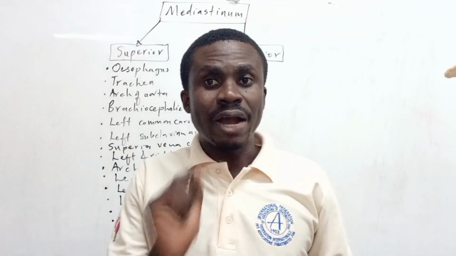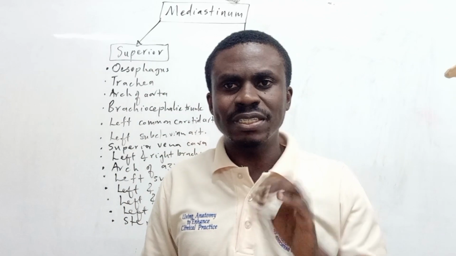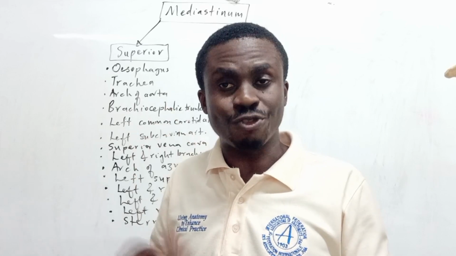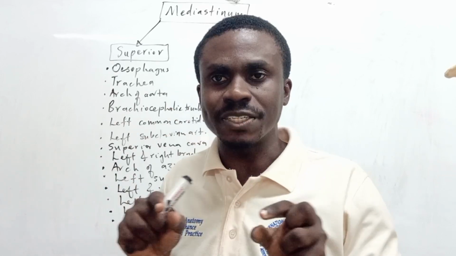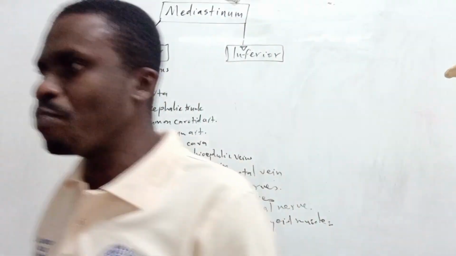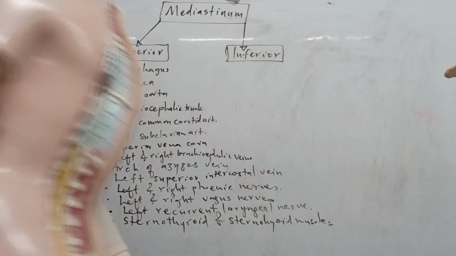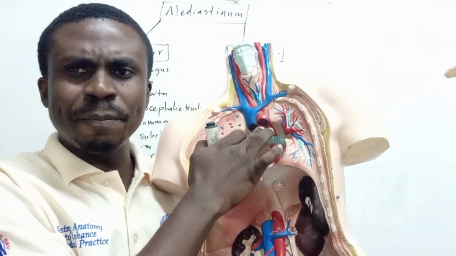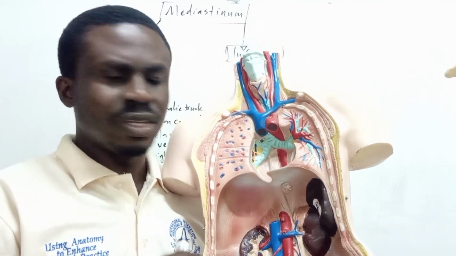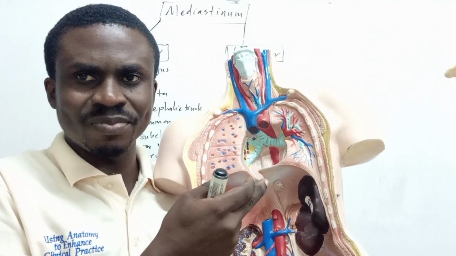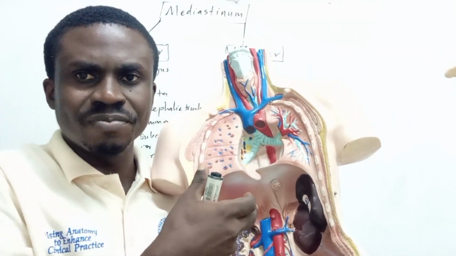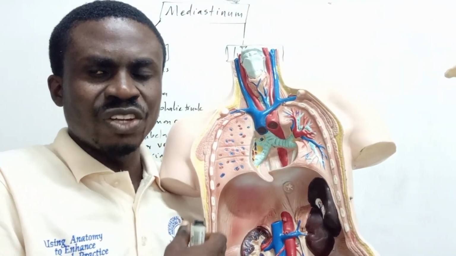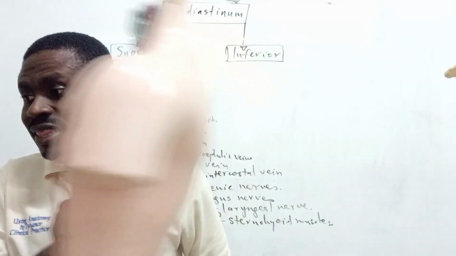Now, are we done? No. We are not done. The point is that at the level where the trachea, which we said is in the superior mediastinum, will be bifurcating, giving us the left and right main bronchi, we find some lymph nodes over here. One comes before the trachea, pretracheal, on either side of the trachea, paratracheal, and then also at the junction between the trachea and the bronchi, tracheobronchial lymph nodes. They are also in there.